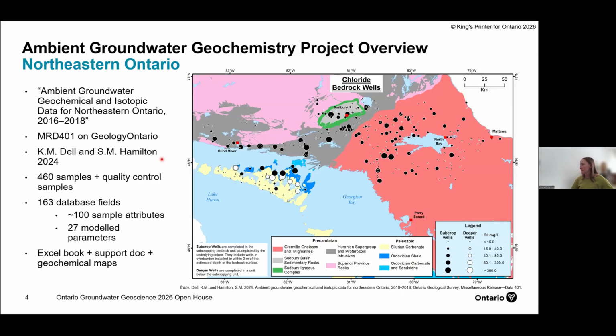In 2016, my colleague Kayla Dell started using our methods and moving this program into northeastern Ontario. So this area covers the Manitoulin, Sudbury, North Bay region. So those 460 samples are now available in a new database called MRD 401. So that was released just last year, and it also has all of the comprehensive geochemical analysis for all of those samples as well.